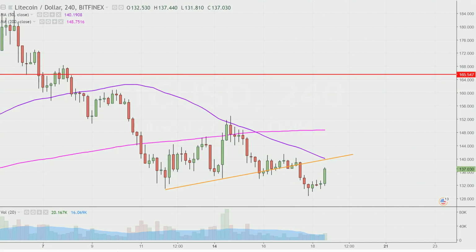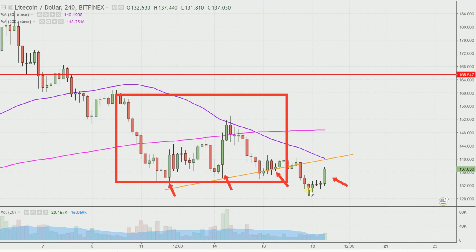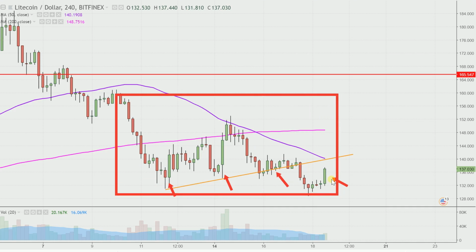Real quick, what do I mean by 4-hour, in case maybe you're new to charts? Instead of each one of these candlesticks representing 1 day's worth of price action, which is what you would normally see, each one represents 4 hours. So while this here may look like a few weeks' worth of time, it's actually just the past few days broken down into 4-hour time slices.